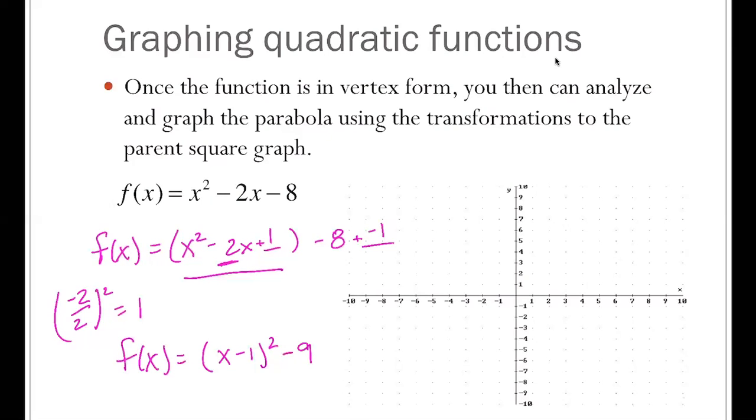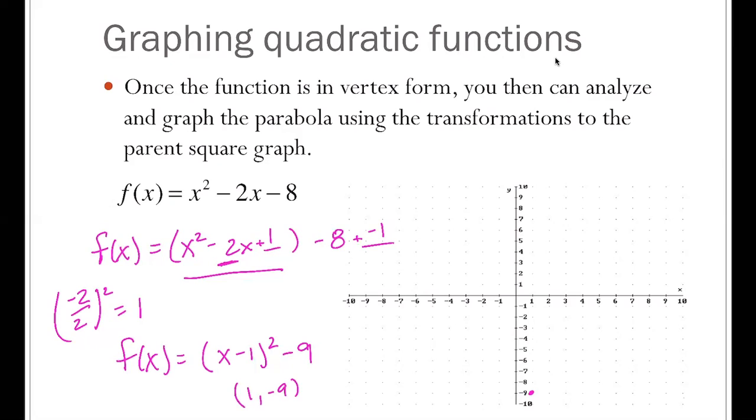So this is going to give me x minus 1 squared minus 9. Now, as far as transformations, we have no stretch, no compression. It is not a reflection, but our vertex, like we said before, is the opposite of what's on the inside and the number on the outside, which is 1 and -9.